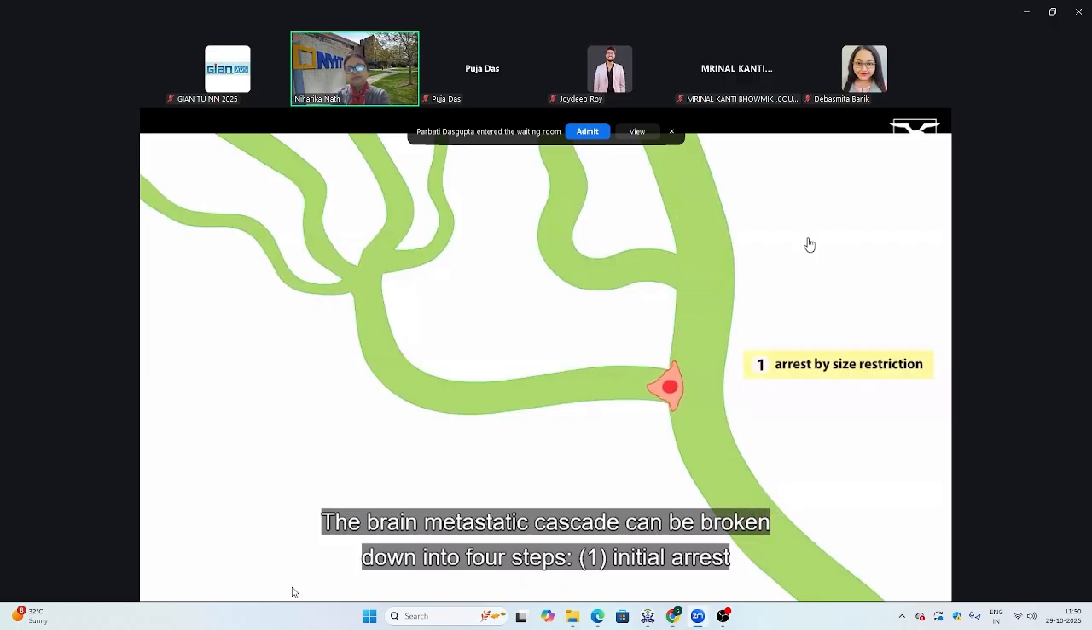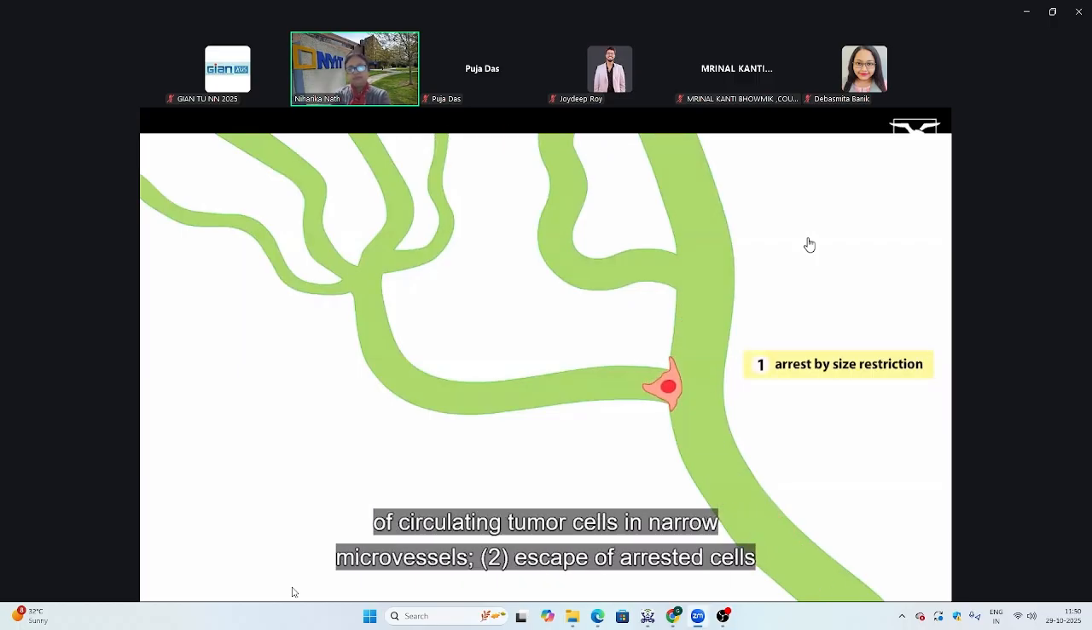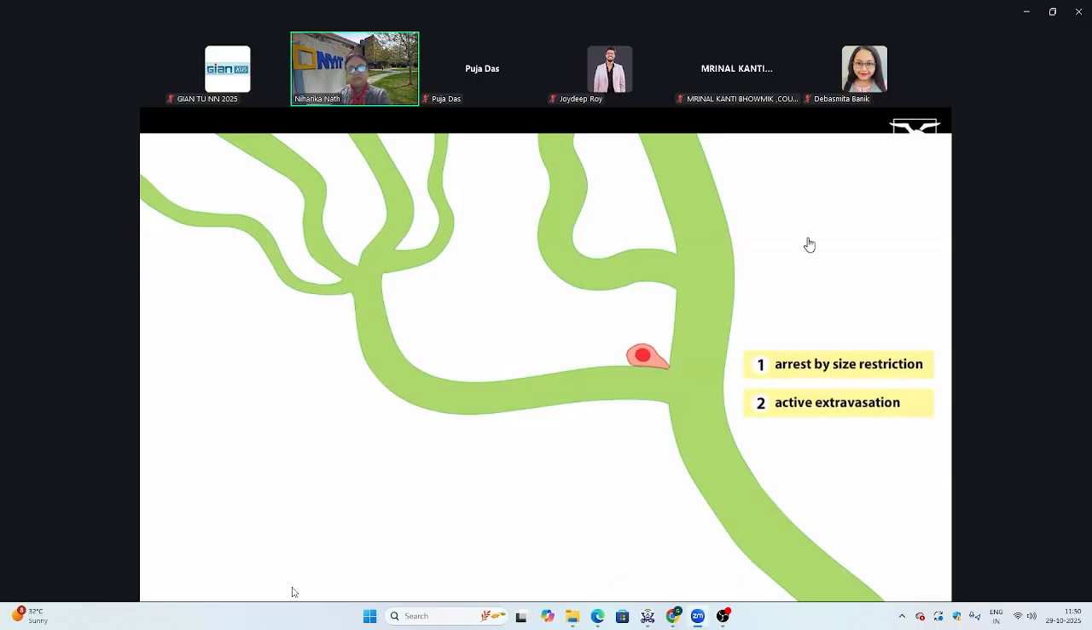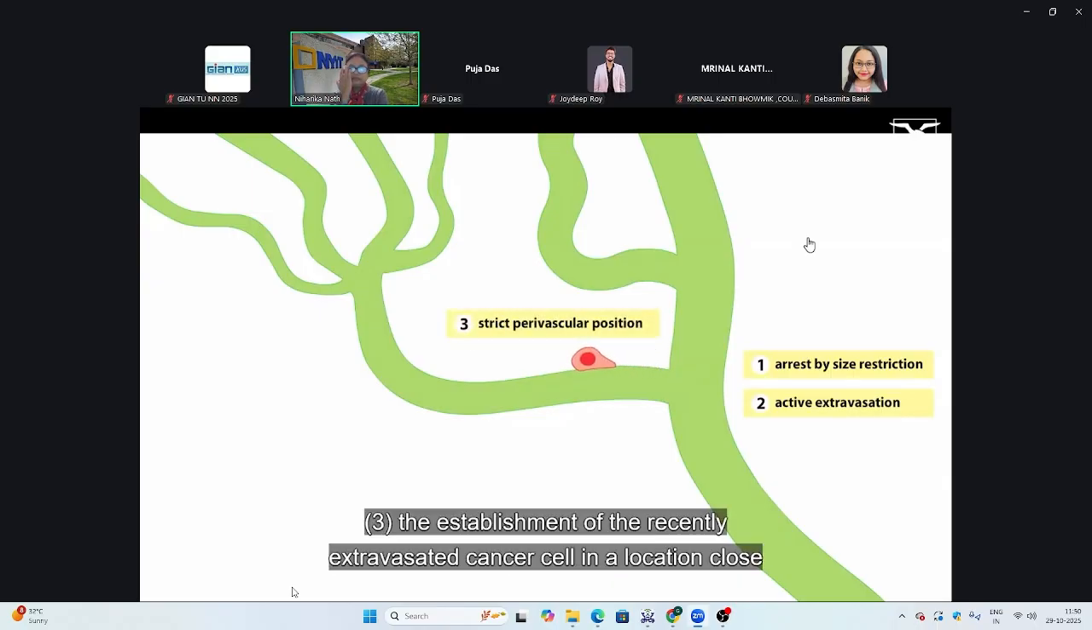1. Initial arrest of circulating tumor cells in narrow microvessels. 2. Escape of arrested cells from the microvessel into the brain parenchyma, the process of extravasation. 3. The establishment of the recently extravasated cancer cell in a location close to a blood vessel, referred to as the perivascular position.